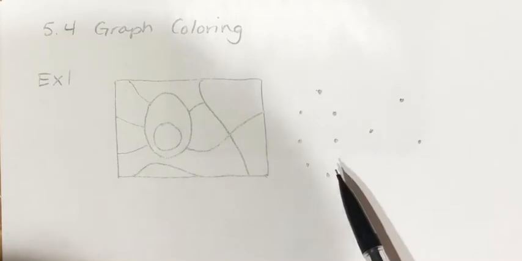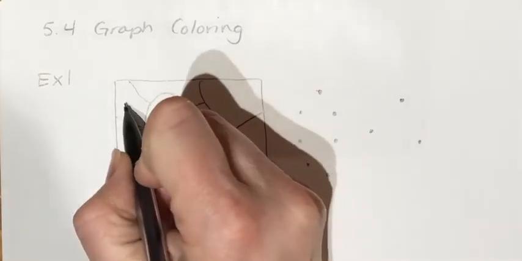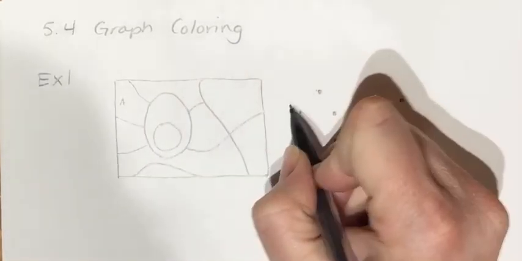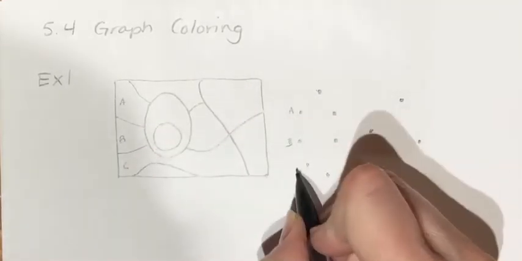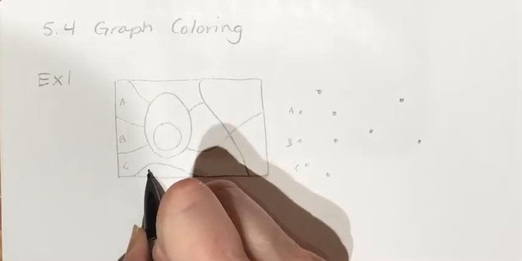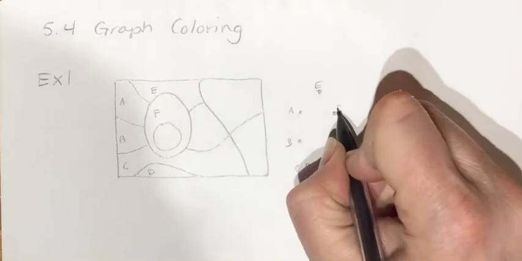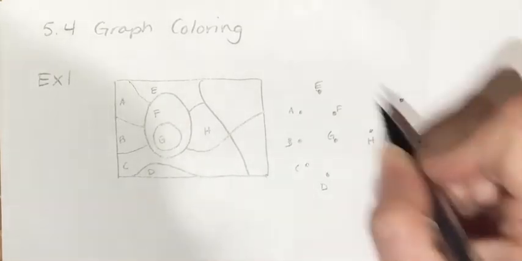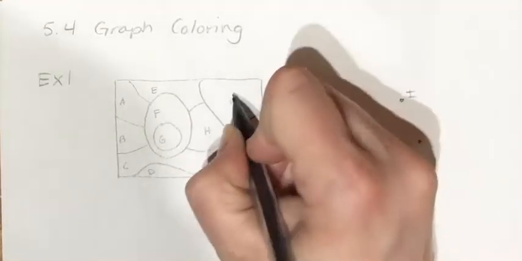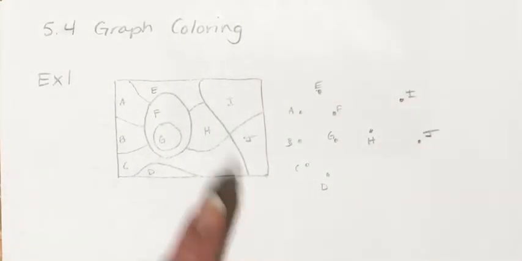What I also like to do is label these so that I can go through and see what is what. So I'm just going to label this one A, which makes this dot A. This is B. This is C. This is D. E, F, G, H, I, and J. So we have all of our spots.